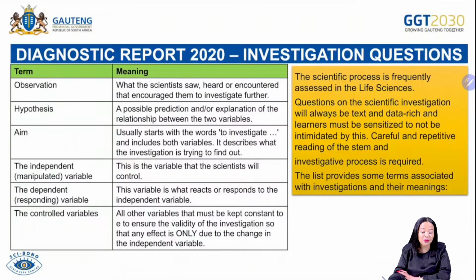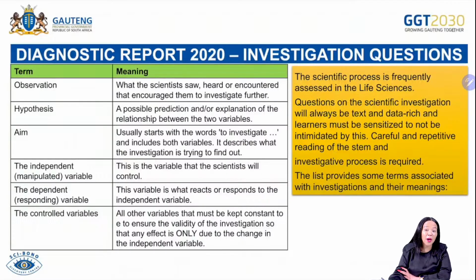Before we look at this terminology, remember grade 12 learners, this topic is in paper 1. It can be 10 to 15 marks in paper 1, also 10 to 15 marks in paper 2. Now let's have a look at the terminology that one needs to familiarize herself or himself with. We have what we call an observation. Here we are talking about what the scientists saw, heard, or encountered, what encouraged them to investigate further. Why are we investigating? Is there a need for this investigation?